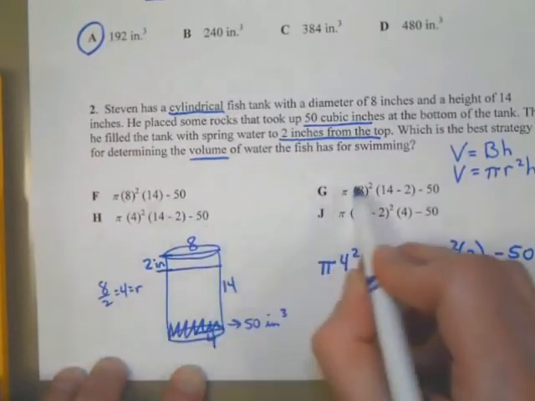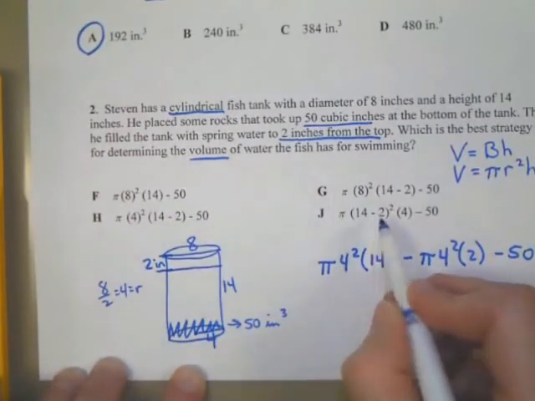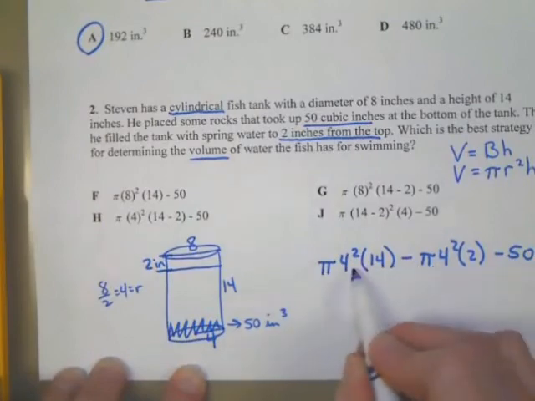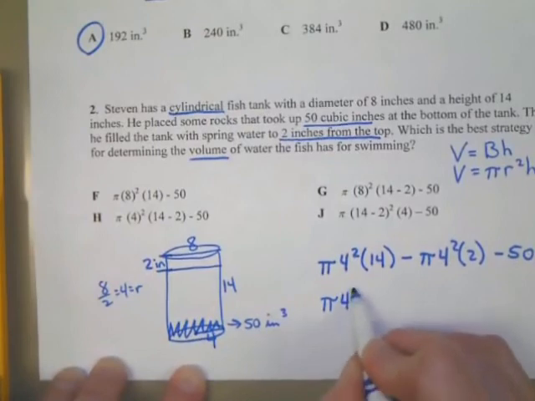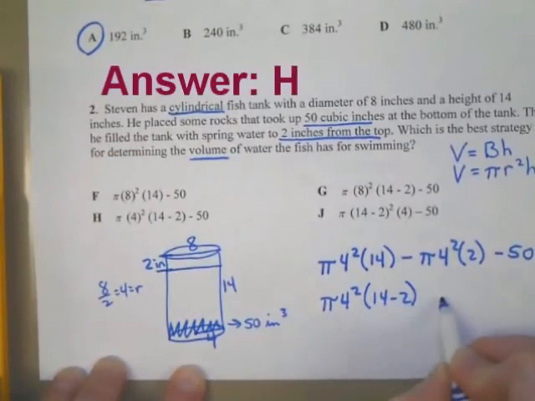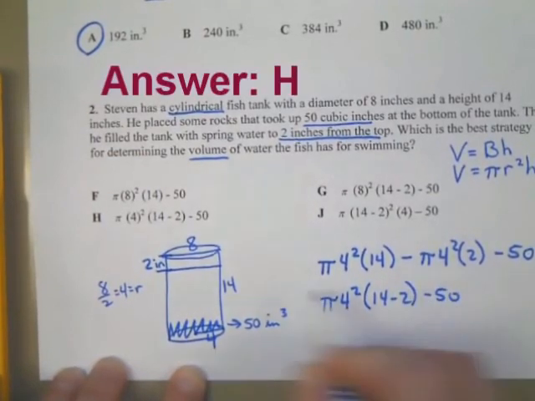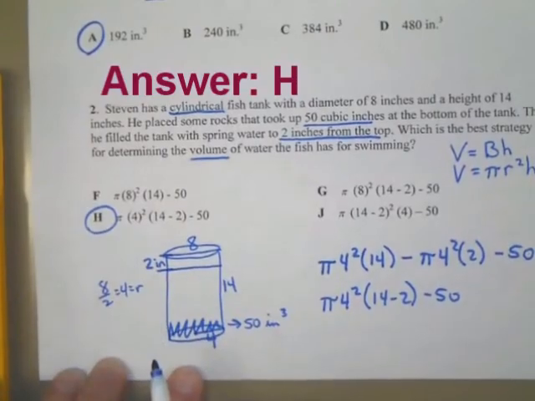Well, this doesn't exactly look like our answer choices. Let's see what we've got. If I factor out of these two something that they have in common, they have the pi times 4 squared in common. I'm left with 14 minus 2. That answer matches H.